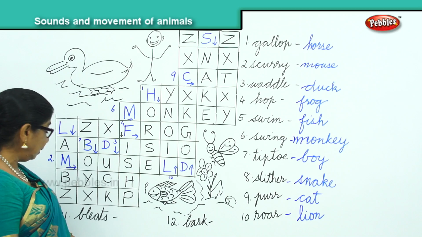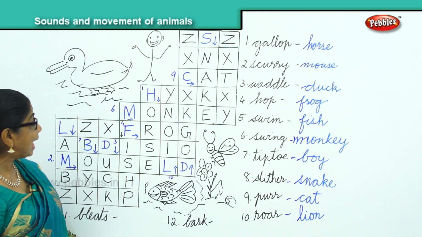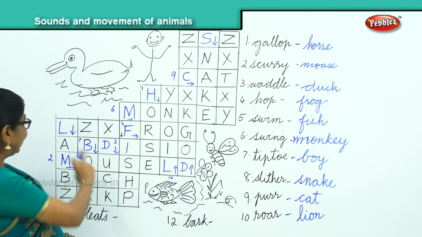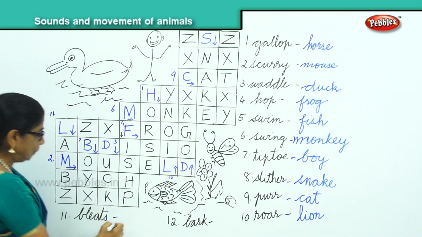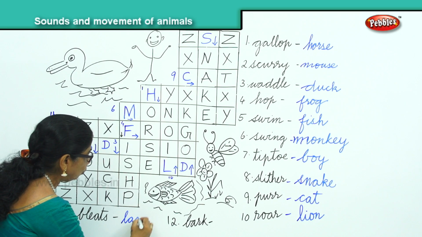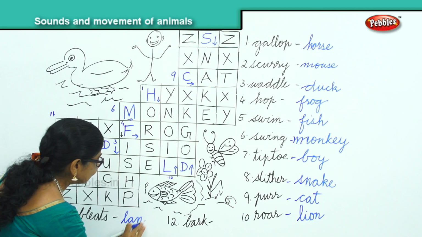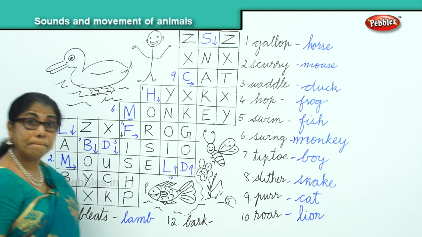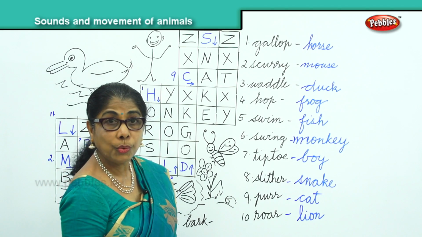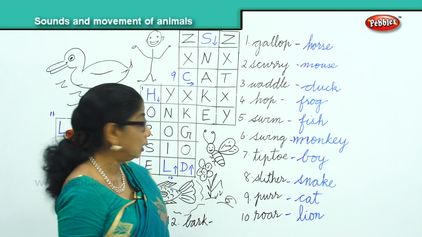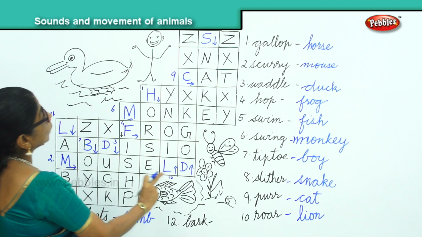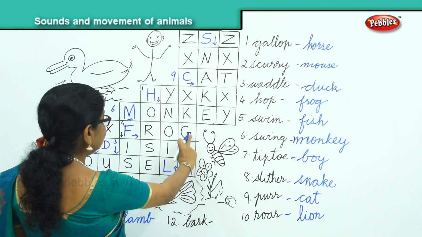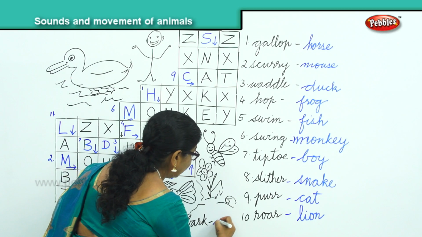Then we have someone here who bleats. Who bleats? A lamb bleats. Here we have number 11, L-A-M-B, lamb. What does the lamb do? Lamb bleats. And then you have someone barking. Who barks when you go to the gate of anyone? A dog. D-O-G, dog. What does the dog do? Dog barks.